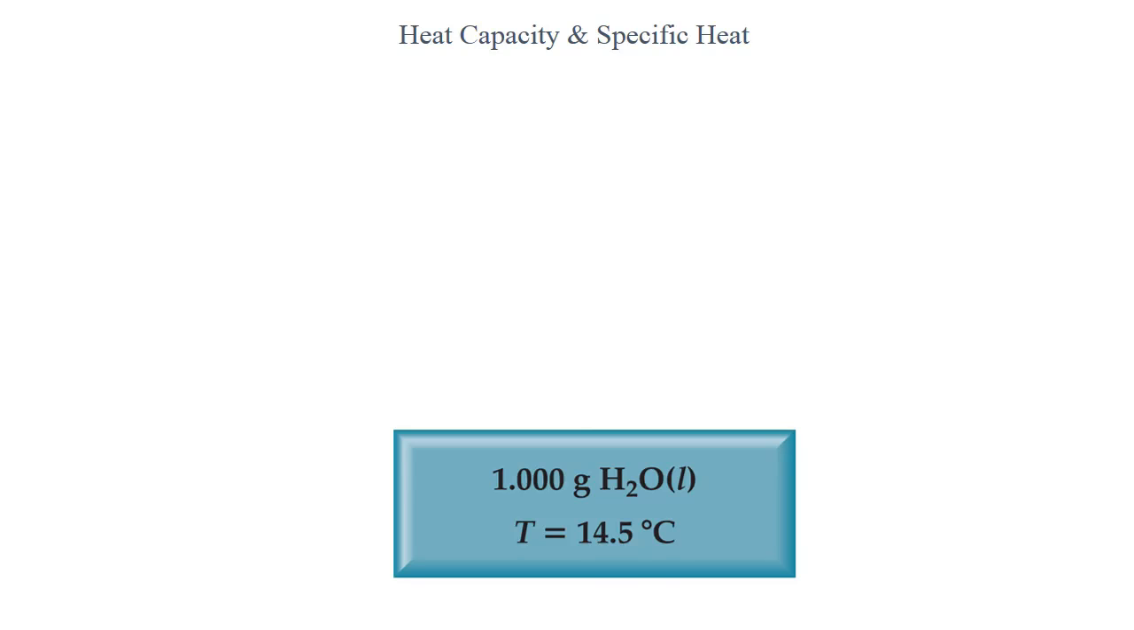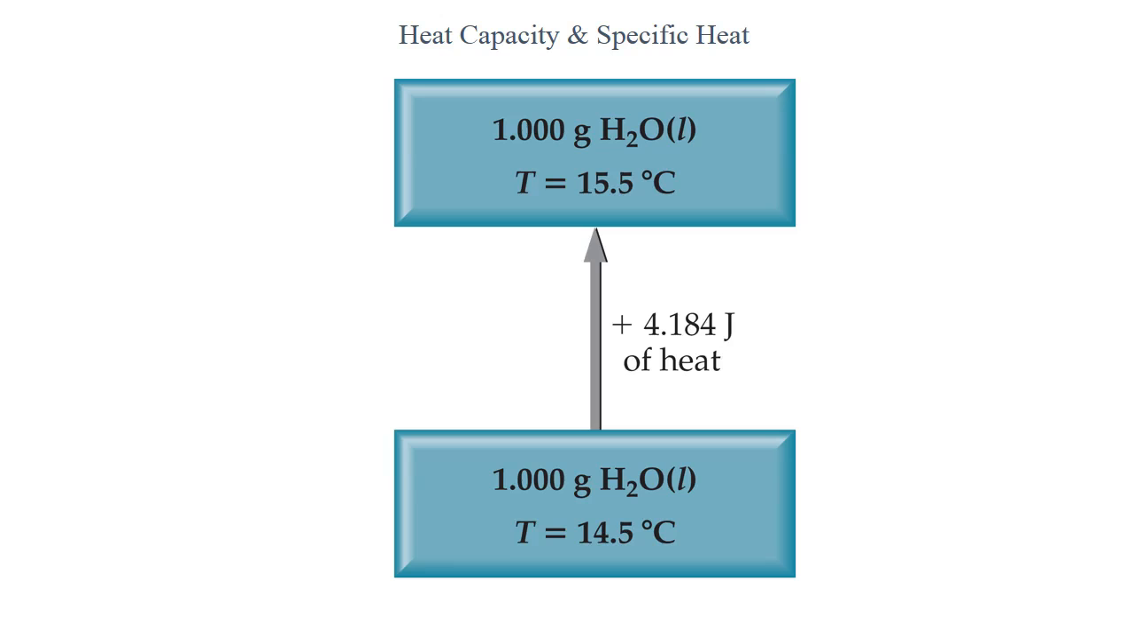So we're going to talk about calorimetry, but that requires an initial discussion of heat capacity and specific heat, and we're going to do some practice problems at the end. So let's say we have a gram of water in its liquid phase at a temperature of 14.5 degrees Celsius. If we put in 4.184 joules of heat, we can raise the temperature of that water by 1 degree Celsius.